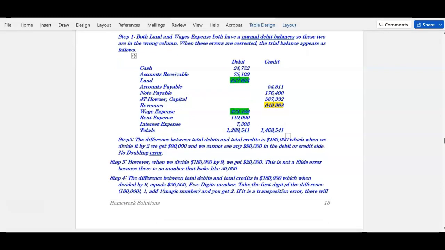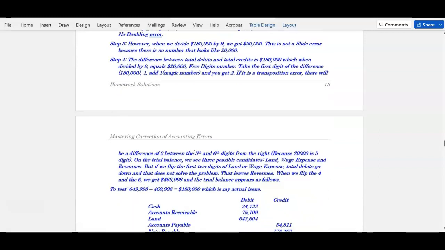And you take the first digit of the difference, which is 180. You take that 1 plus another 1, and that gives you 2. So how many digit difference? 2 unit difference, but which digits? Digits 1, 2, 3, 4, 5. Digit 5 and 6. How many units difference? 2 unit difference. Digit 5 and 6, 2 unit difference.